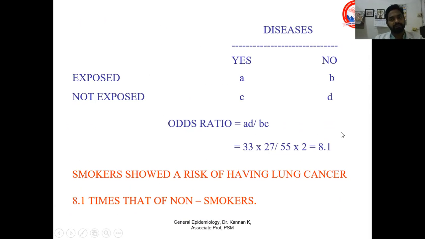Smokers, how to interpret this 8.2? Smokers showed a risk of having lung cancer 8.1 times that of non-smokers. Smokers have 8.1 times the risk of developing lung cancer when compared with non-smokers. So that is the interpretation for the odds ratio.